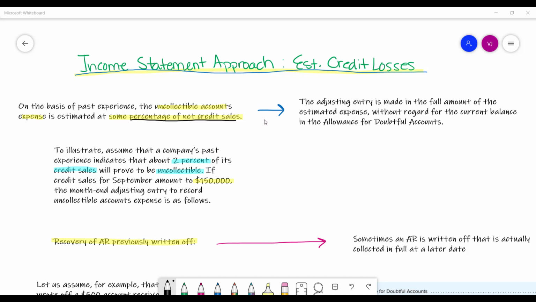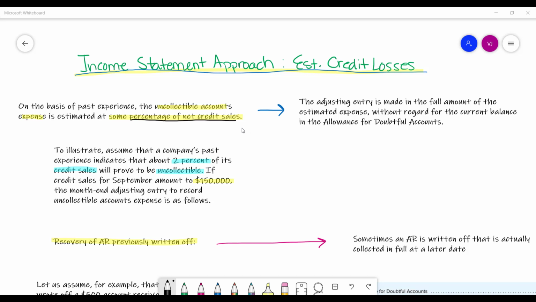The other major difference between this approach and the balance sheet approach is that under this approach, we don't care about the prior balance in allowance for doubtful accounts. Instead, once we find this percentage of net credit sales, we take that full amount, debit it to uncollectible accounts expense, and credit that full amount to allowance for doubtful accounts.